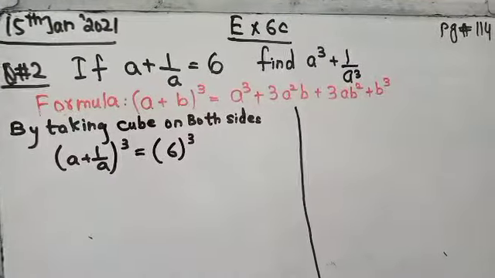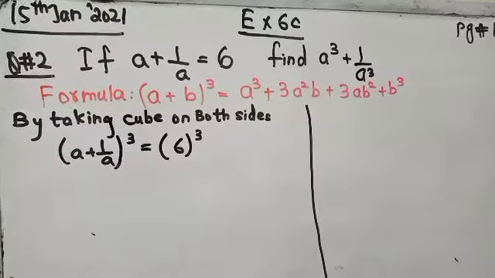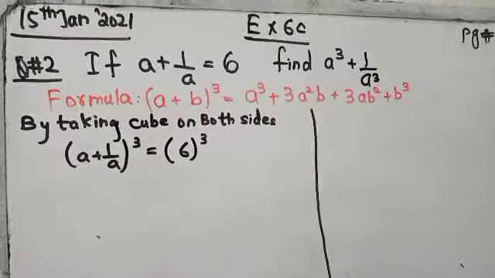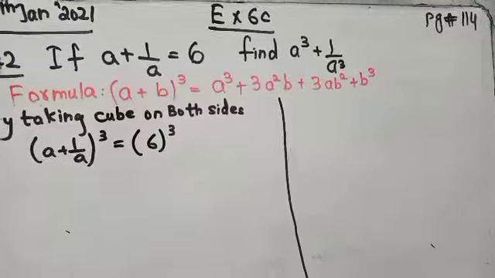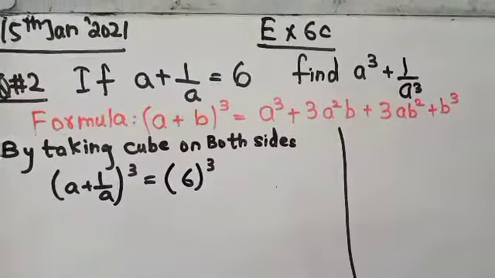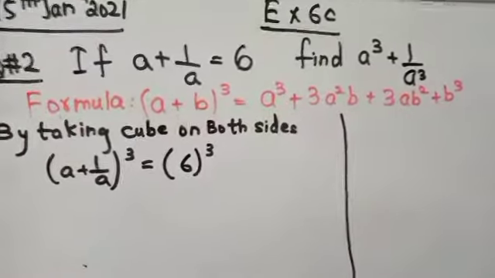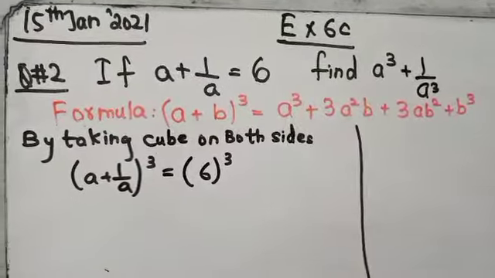We are continuing with exercise 6E. We are doing question number 2. We have done question number 1 and now we are doing question number 2, which is on page number 114. It is given if a plus 1 upon a is equal to 6, you have to find out a cube plus 1 upon a cube, the value of a cube plus 1 upon a cube.